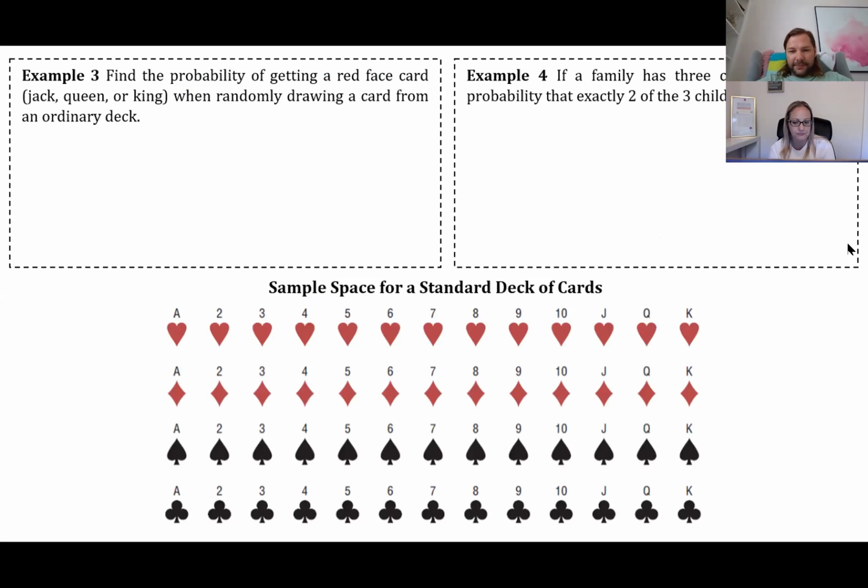Cool, thanks. Okay, so in example 3, we're asked to find the probability of getting a red face card, a jack, queen, or king, when randomly drawing a card from an ordinary deck.